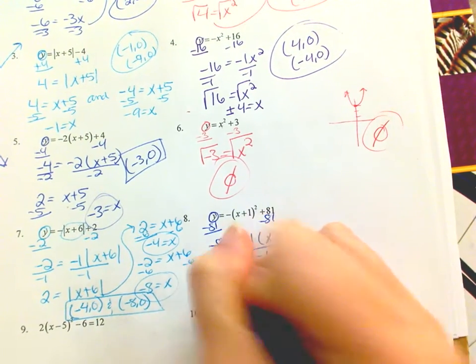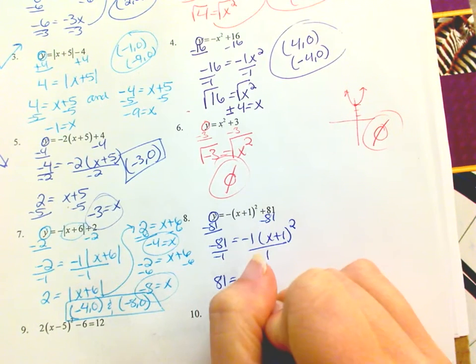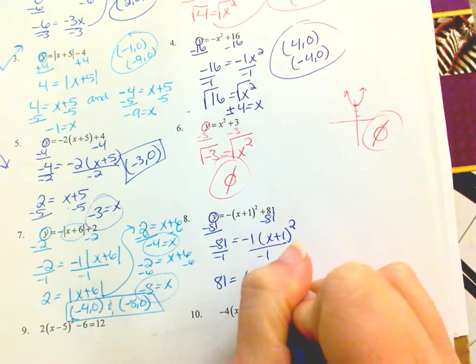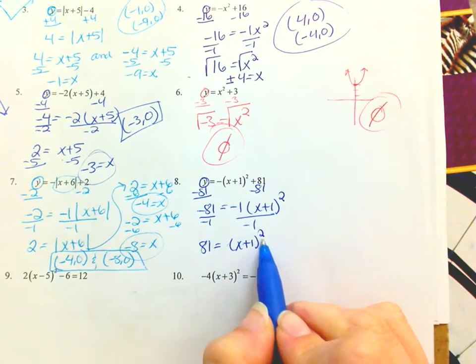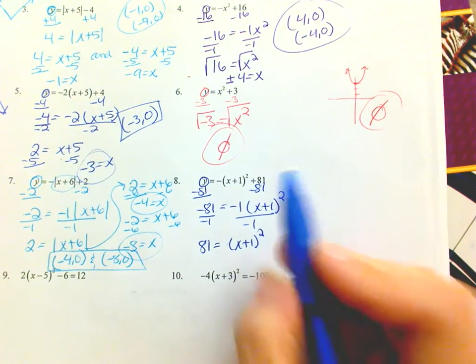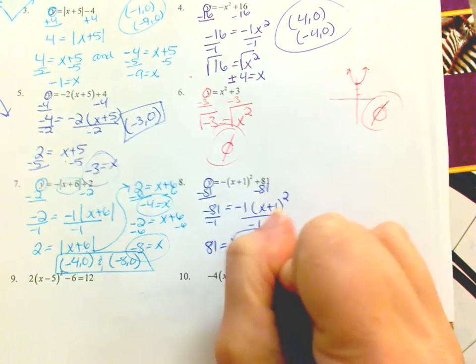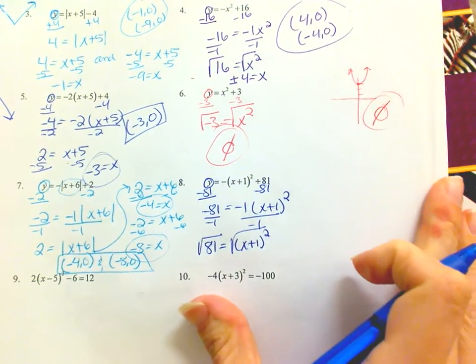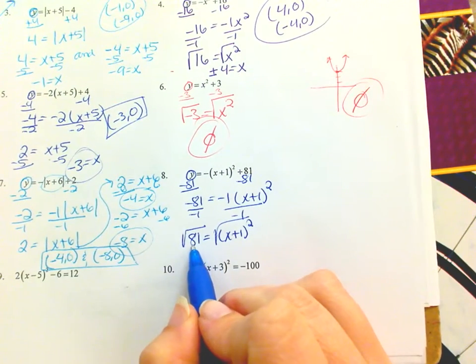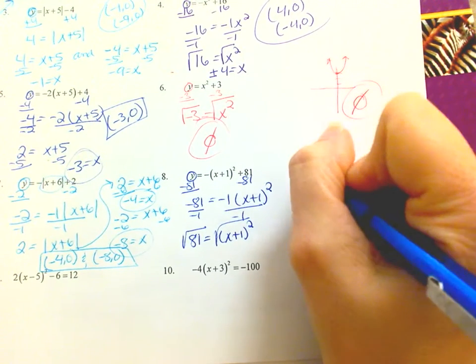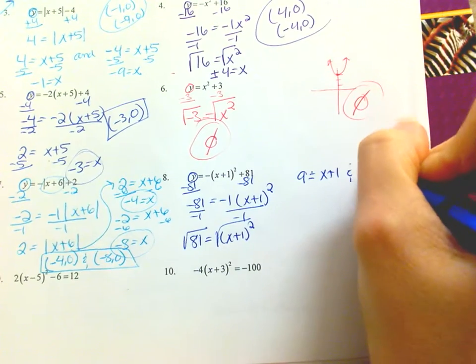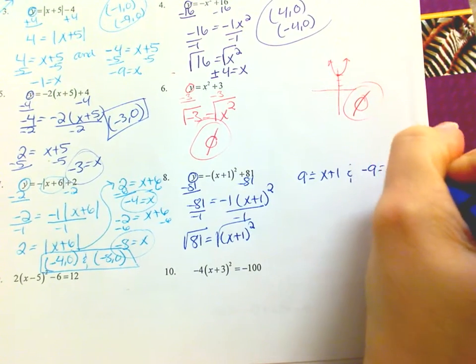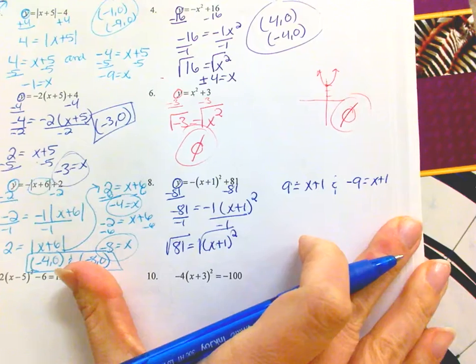Divide by negative 1. But 81 equals quantity x plus 1 squared. You need to get rid of the squared and the 1. Remember, you're working right closer to the x. So the squared goes first. And this is where you're square rooting 81 in an equation. So you should have 2 equations from here. You're going to have 9 equals x plus 1 and negative 9 equals x plus 1.